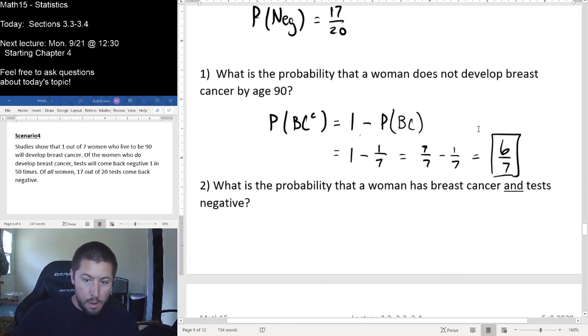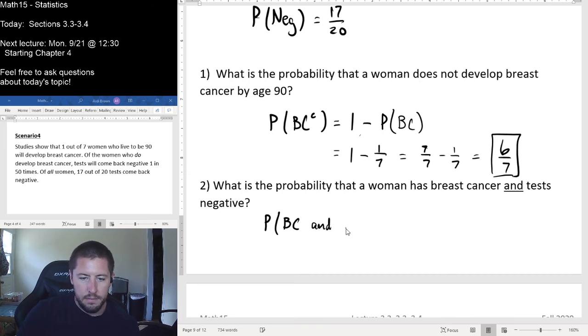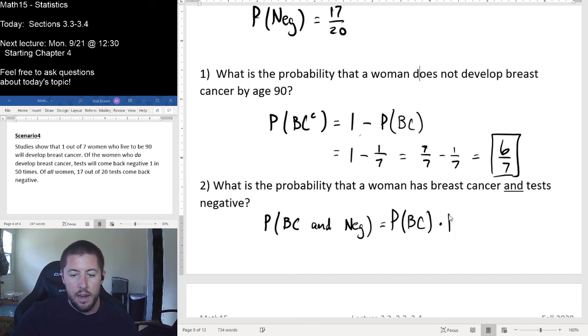So question 2, what is the probability that a woman has breast cancer and tests negative? So here I could write this as, what is the probability that a woman has breast cancer and tests negative? Well, as we've seen from our computations here, I know that my test results are dependent on whether or not I have cancer. I'm way more likely to test positive if I do have breast cancer than if I don't. Since these are dependent events, it matters that we compute our probability according to the probability rule that we established before, which is that first we just want to know what's the probability of having breast cancer. Then after that, we want to know the probability of having a negative test, given that we do have breast cancer. I know the probability of having breast cancer by age 90 is 1 in 7.